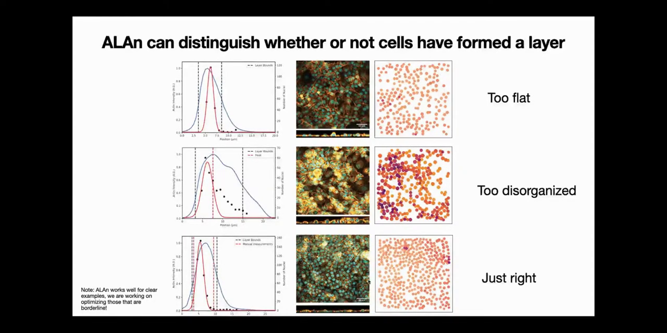And we can also focus only on the ones that are just right for the analysis that we wish to do. Just to point out here, this works really well on examples that form either really flat layers, very disorganized layers, or are very clearly a layer. The borderline examples are giving us a little bit of trouble right now, but we're optimizing that. So I just want to point that out, and for that reason, the rest of the presentation has also been manually verified, all of the data.